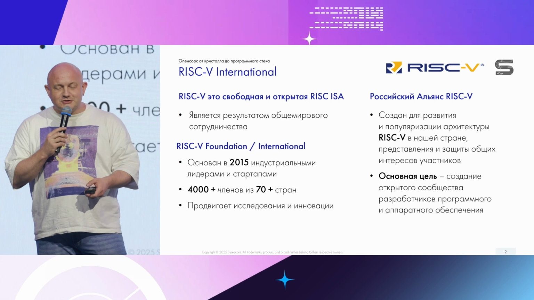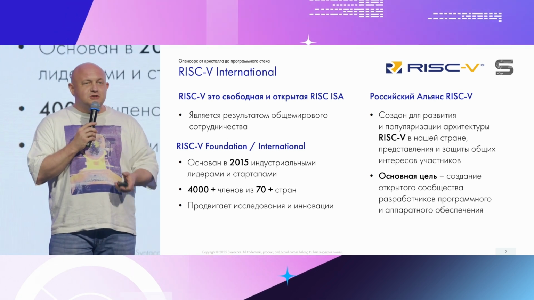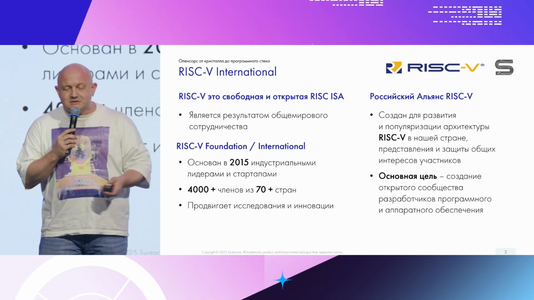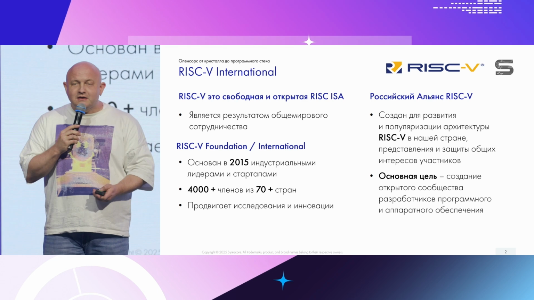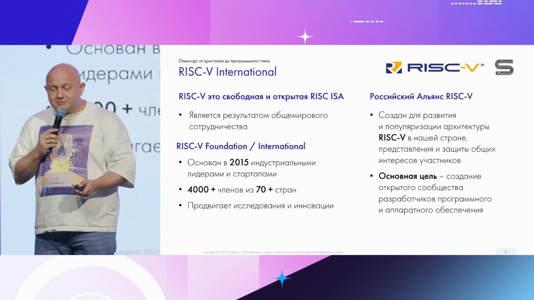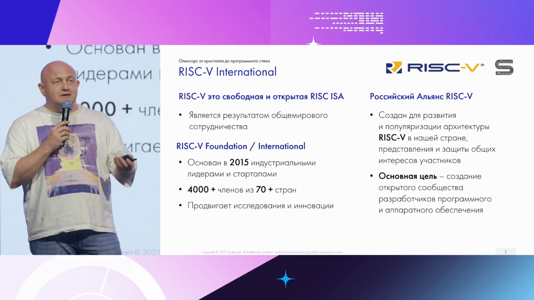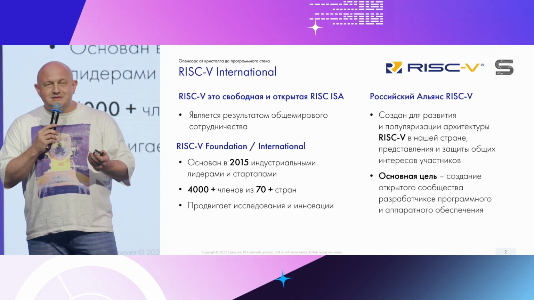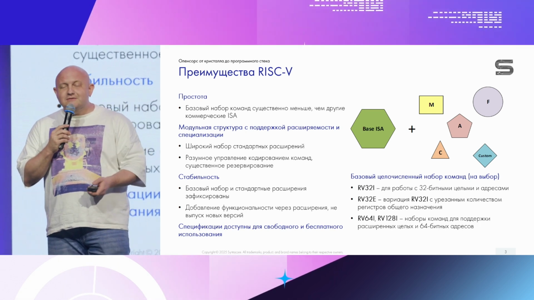It's like Linux in the world of microprocessors, because RISC-V is controlled by the committee, which was established in 2015, and it numbers more than 4,000 companies that determine this set of instructions. In Russia, there is the Russian RISC-V Alliance, and it's not only open but also an expandable instruction set.